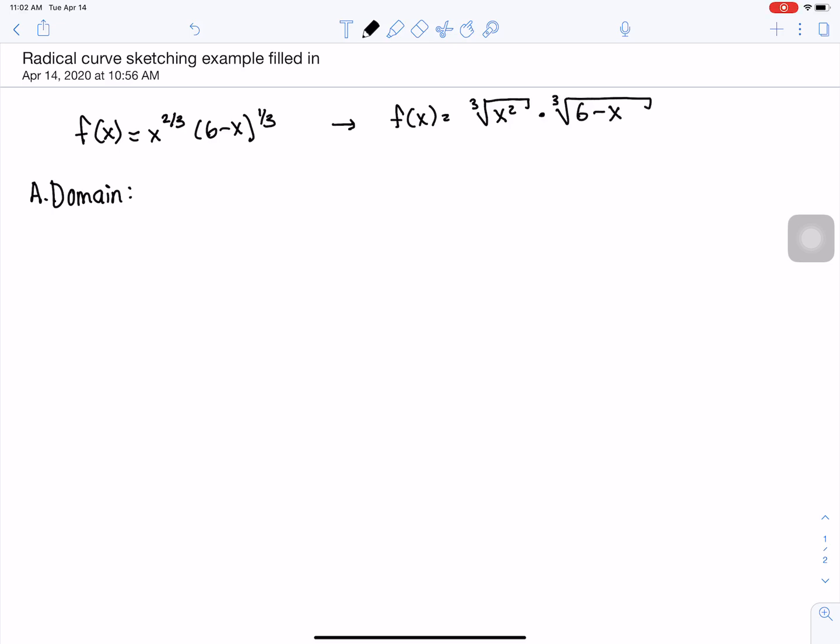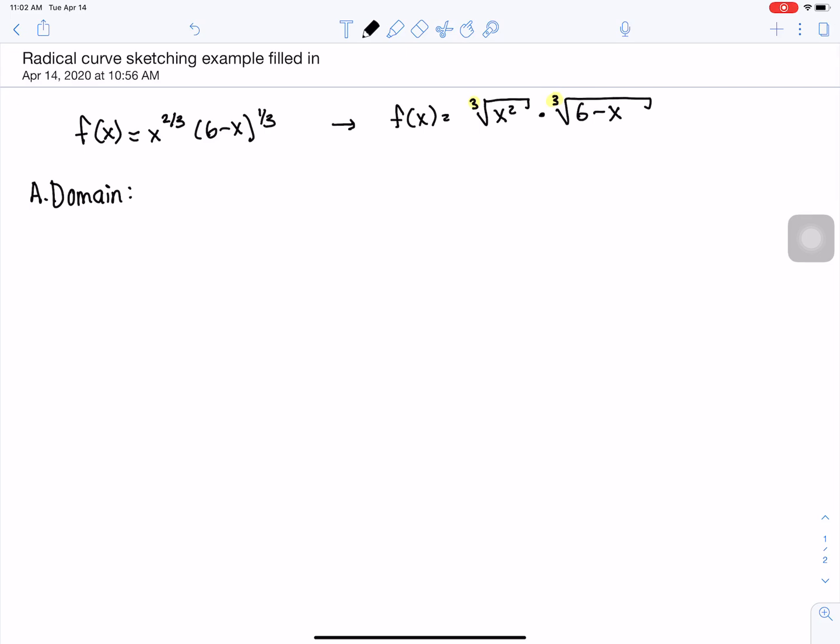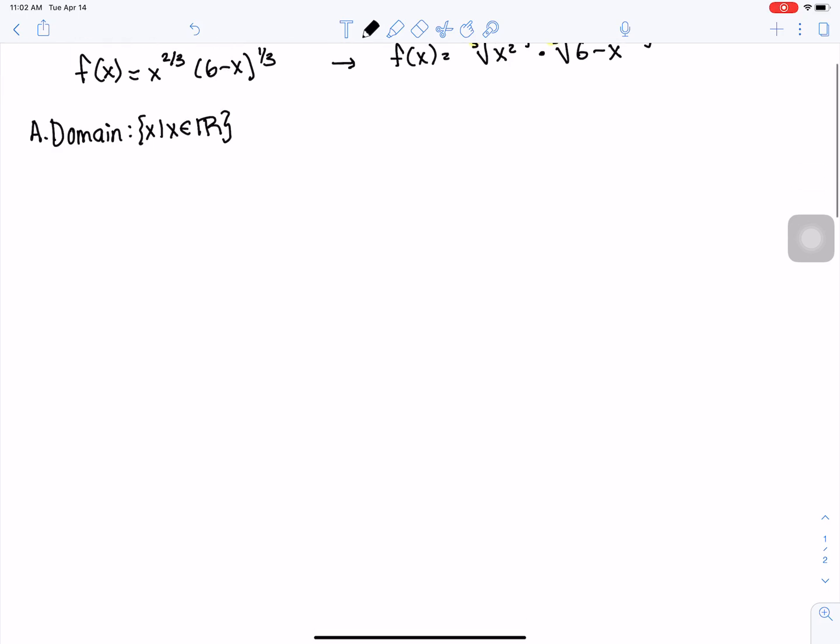You're going to notice that because both of these are the cube root, we're allowed to take the cube root of positive and negative numbers. So technically there's no issues on my domain. We're allowed to have all real numbers. Okay, so I'm going to highlight that. That's my first characteristic.